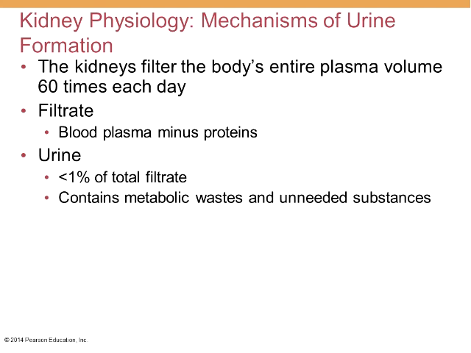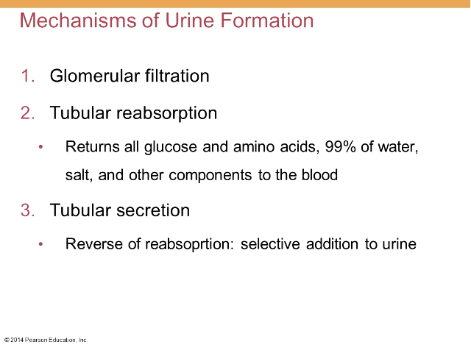Now, the mechanism of urine formation: the kidneys filter out the body's entire plasma volume 60 times per day. That's quite a lot. And the filtrate is really the blood plasma minus those proteins. That's what it really is. And the urine is really only 1% of that total filtrate. I think I said that before. And it also takes out our metabolic waste and the unneeded substances, or the results of metabolism.